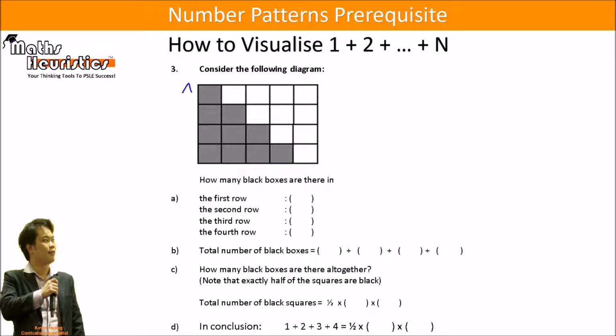Then one step further again. Now it becomes a 4 by 5 rectangle. In the first row there's 1, in the second row there's 2, in the third row there's 3, in the fourth row there's 4. So the total number of black boxes will be 1 plus 2 plus 3 plus 4. Now since half of this rectangle is shaded, the total number of black squares can be said to be half times 4 times 5. So we can conclude that 1 plus 2 plus 3 plus 4 is equal to half times 4 times 5.